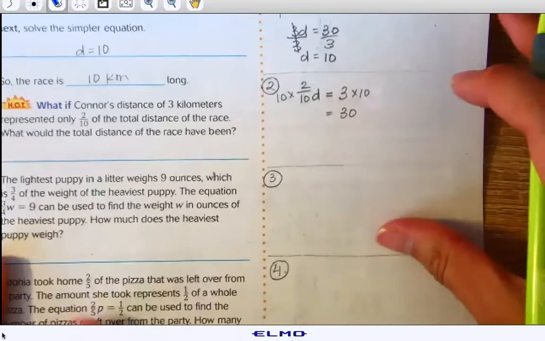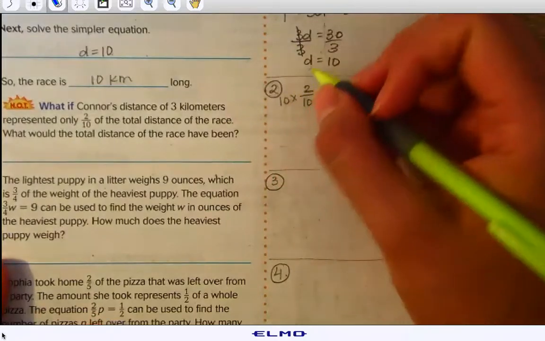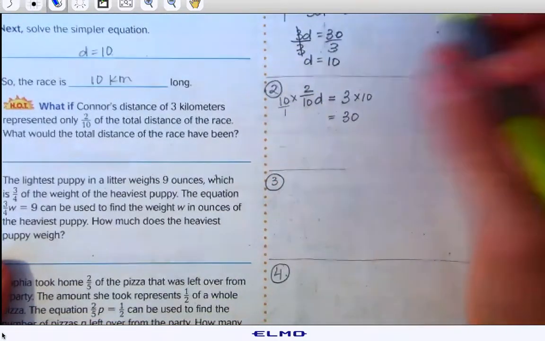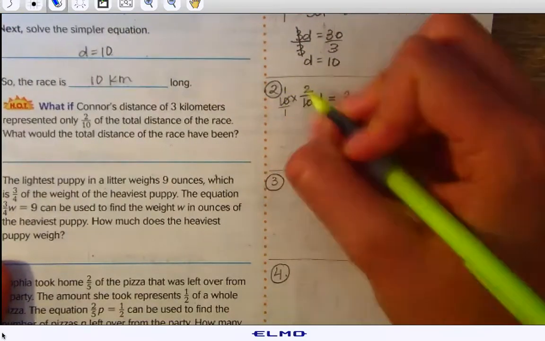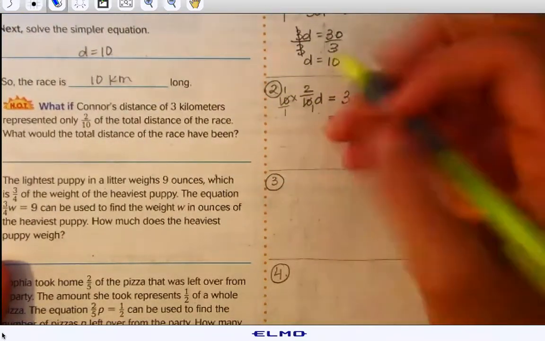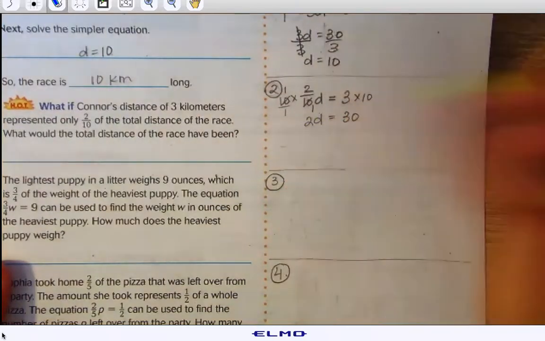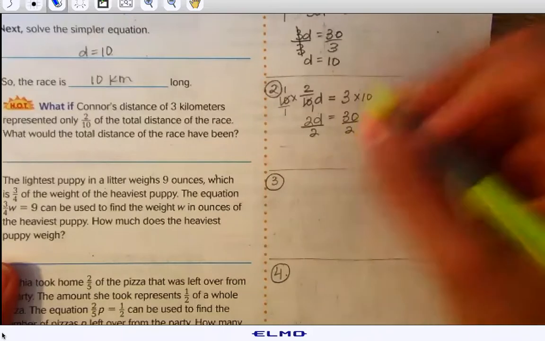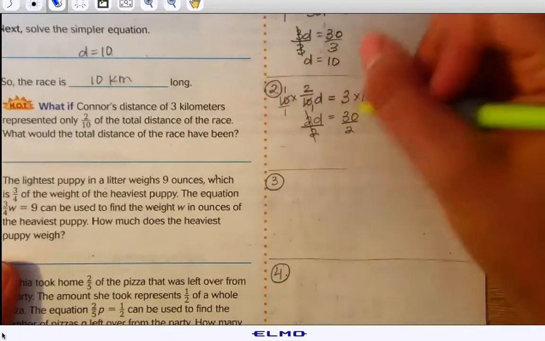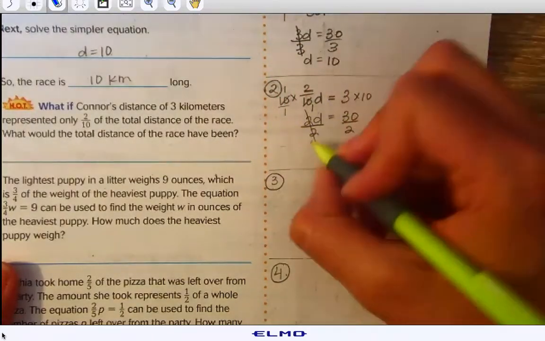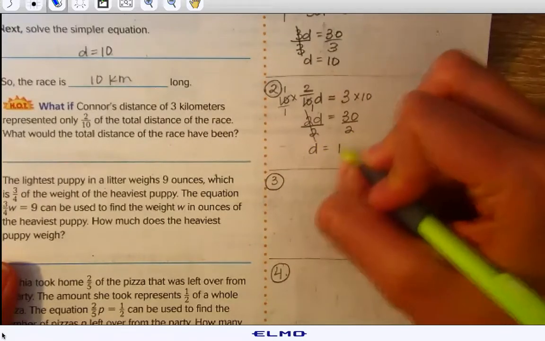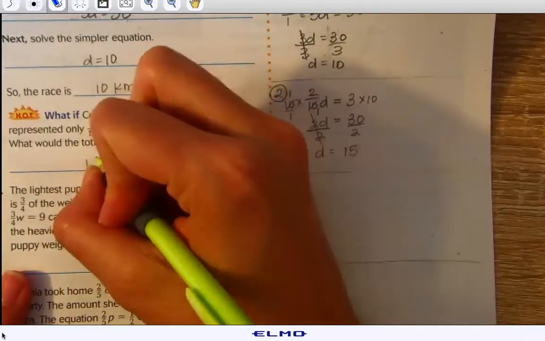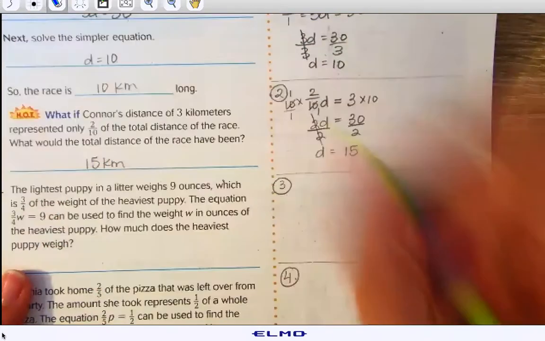So it's blurry in that spot. And then 10 times 2/10. I know 10 can go into itself one time. If I do the math, this ends up to be 2d. Now I need to use my division property of equality. The 2's cancel out. d equals 15. So the total distance would have been 15 kilometers.